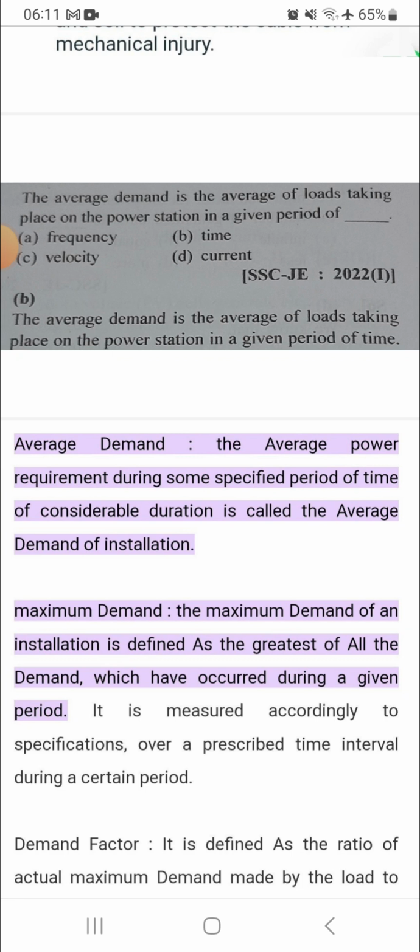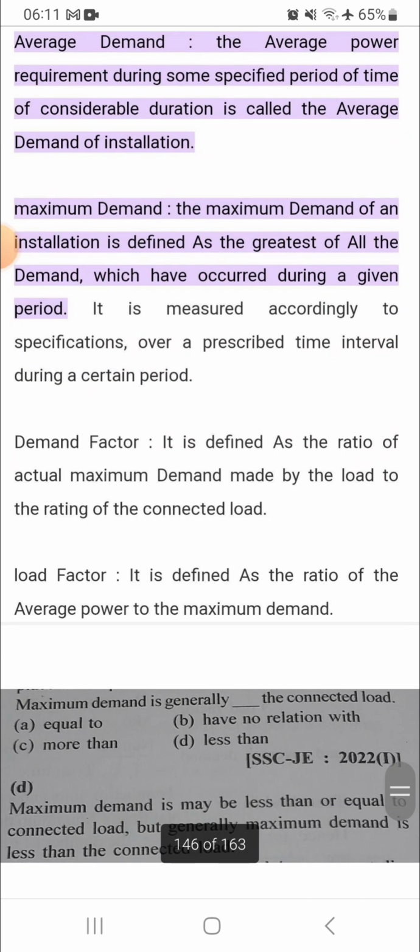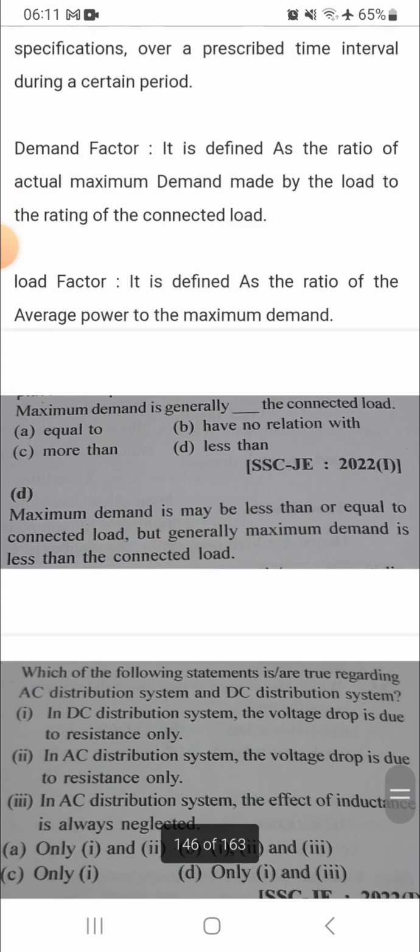Next, the demand factor. It is defined as the ratio of the actual maximum demand made by the load to the rating of the connected load. Load factor is defined as the ratio of the average power to the maximum demand.